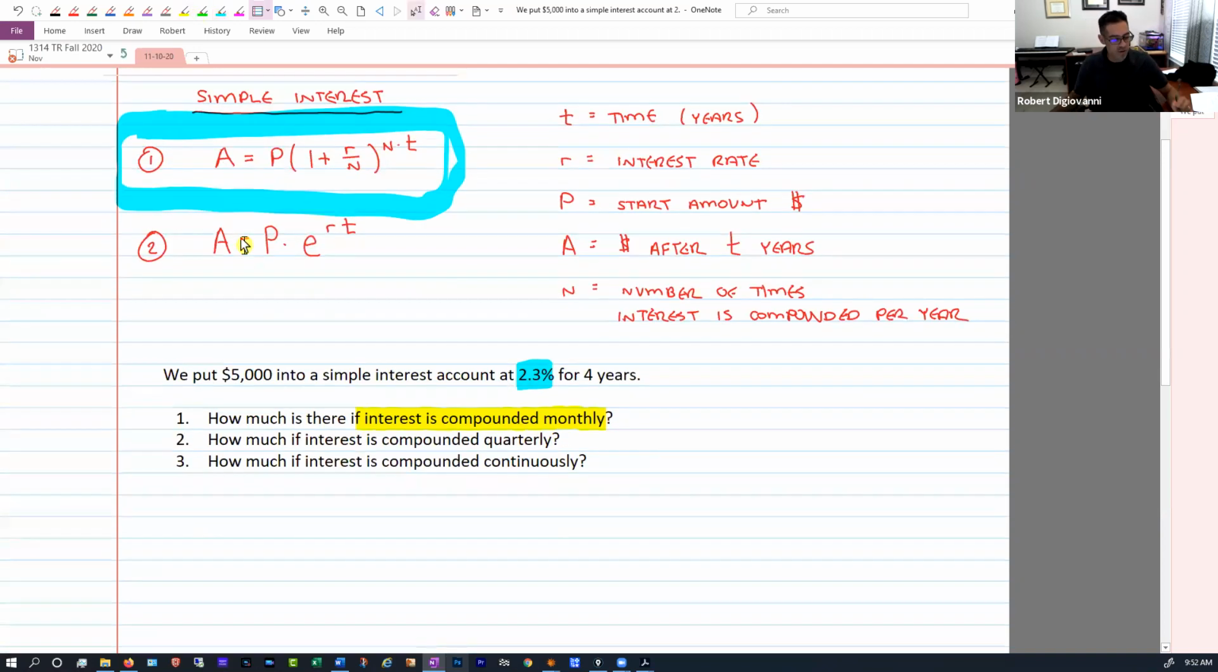So let's just do part one. All right, let's just do part one, and then we'll get to part two. So for part one, we're using this formula.